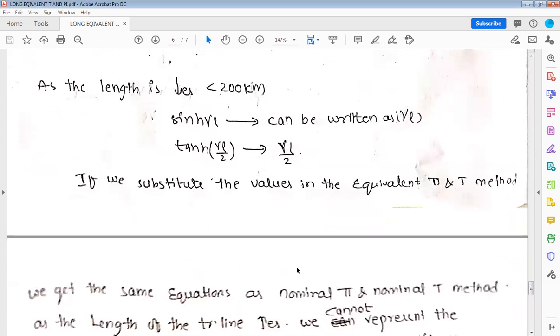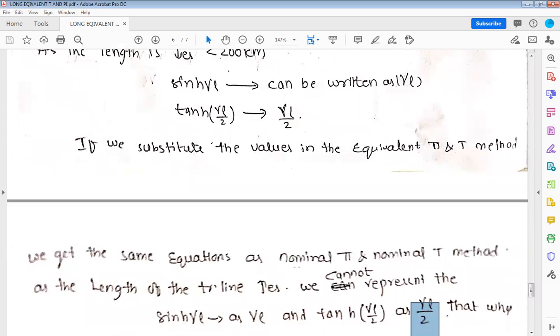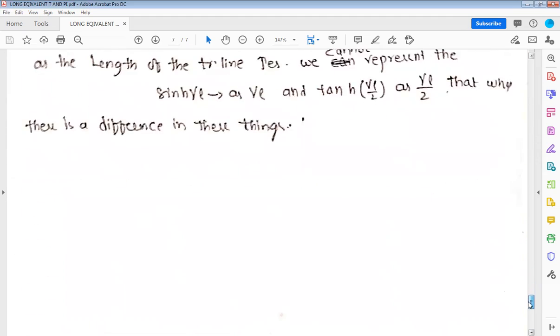That's why for the long transmission line, as the length increases, we cannot represent sin h gamma L as gamma L and tan h gamma L by 2 as gamma L by 2. Only for the medium transmission line, as the length is very small, can the values be represented in that form. So the same nominal pi method and nominal T method values will hold for the long transmission line and medium transmission line only when short. As the length increases, those values cannot be represented in the same form. So the things will change, and we'll obtain different values for the nominal T method and the nominal pi method.